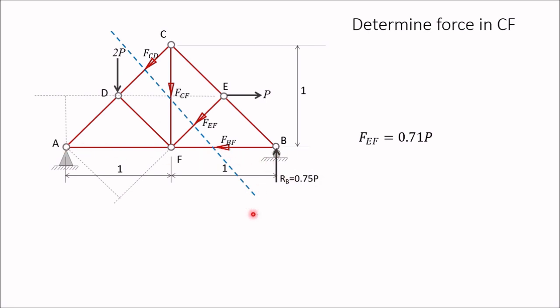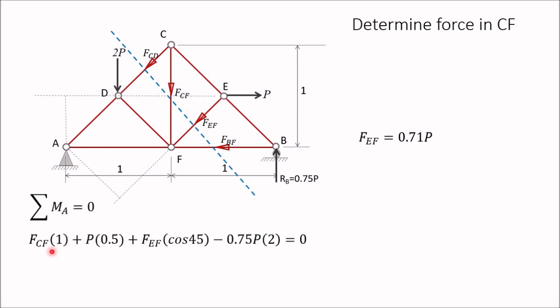So in this way, you can calculate sigma MA equal to 0. FCF into this distance 1. P is clockwise, FCF is also clockwise, so positive. P is also clockwise about A, so positive, and the perpendicular distance is 0.5. FEF, the perpendicular distance is cos 45. Again, this is clockwise, so positive. The only anti-clockwise force is RB, 0.75 P, and its distance is 2, equal to 0.